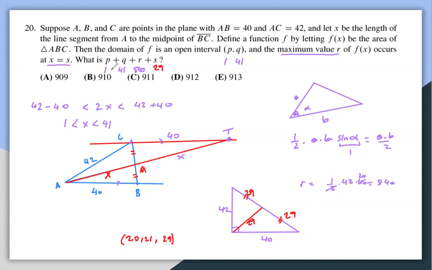So if I add this 29 to this, that's 30, so you get 71, plus this, it's 840. So that looks like 911.